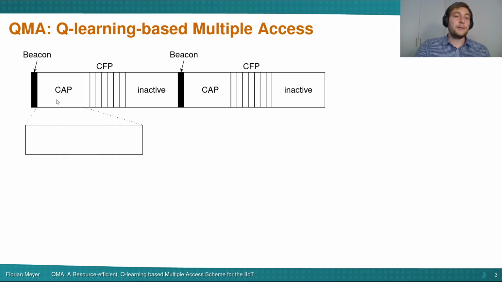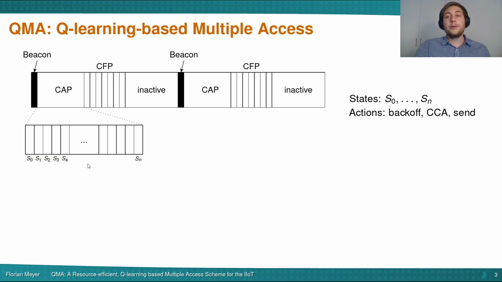This is what we're interested in, because the basic idea of QMA is to subdivide this contention-based period into multiple equally spaced subslots. These subslots are given as an input to our Q-learning agent. So the only information that the Q-learning agent gets is which subslot we are currently in. At the beginning of each of these subslots, the Q agent selects one of three actions: a backoff action, a CCA action, or a send action.